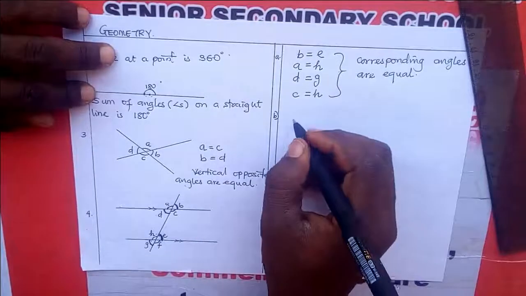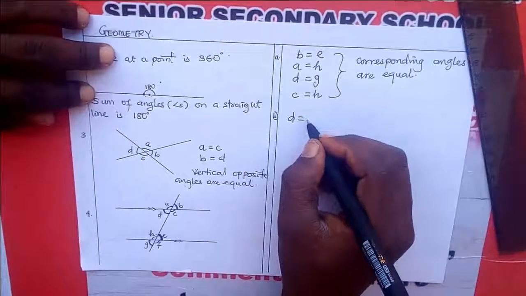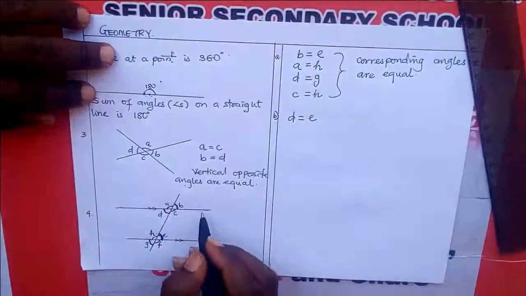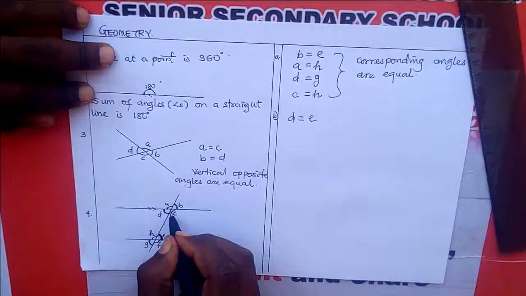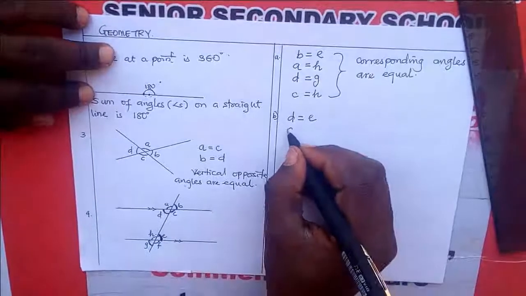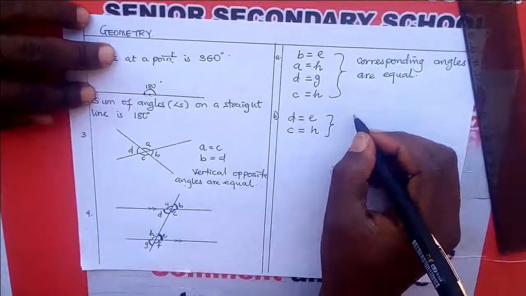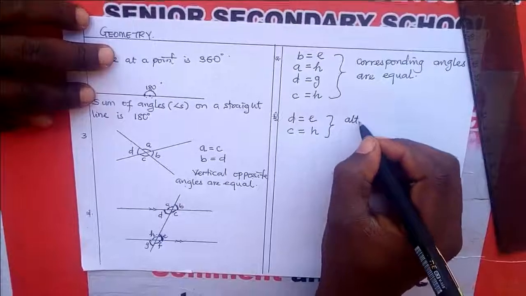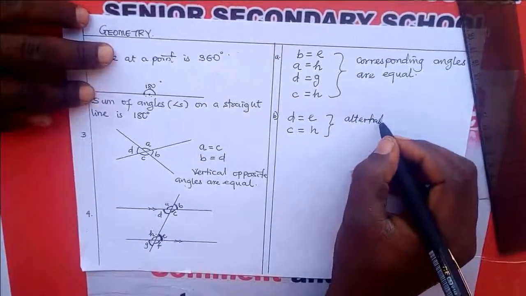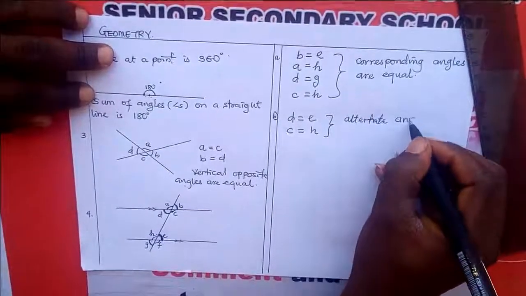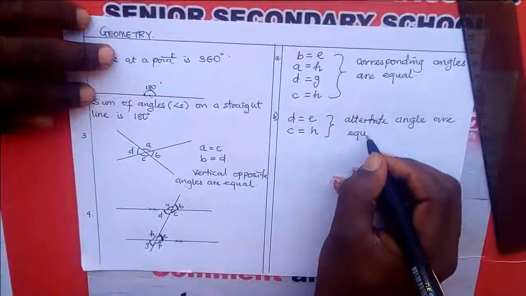So we'll say that D is equal to E, and we have this one looking like a mirrored Z. C is equal to H. This you call: alternate angles are equal.